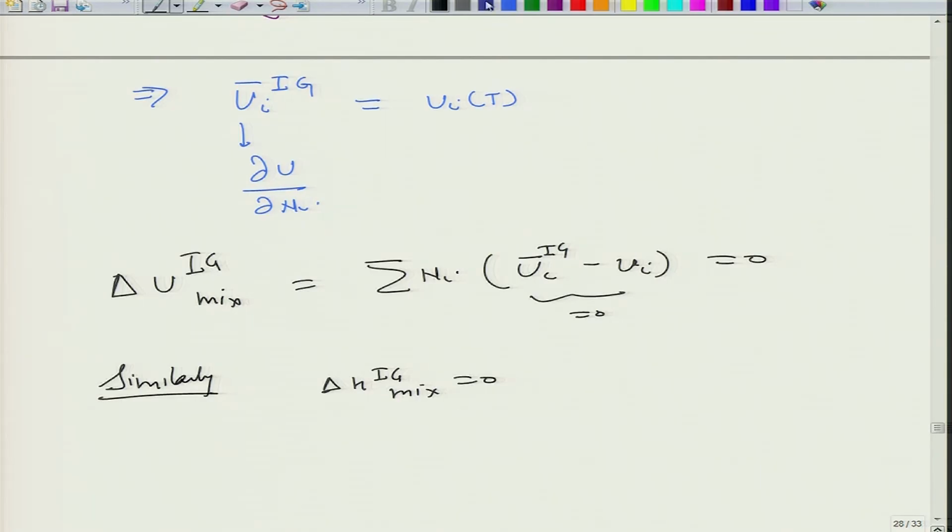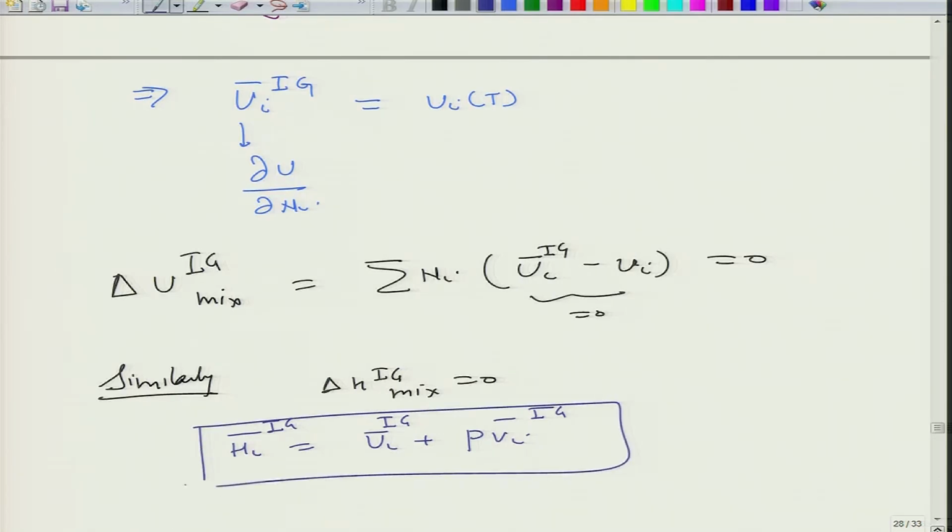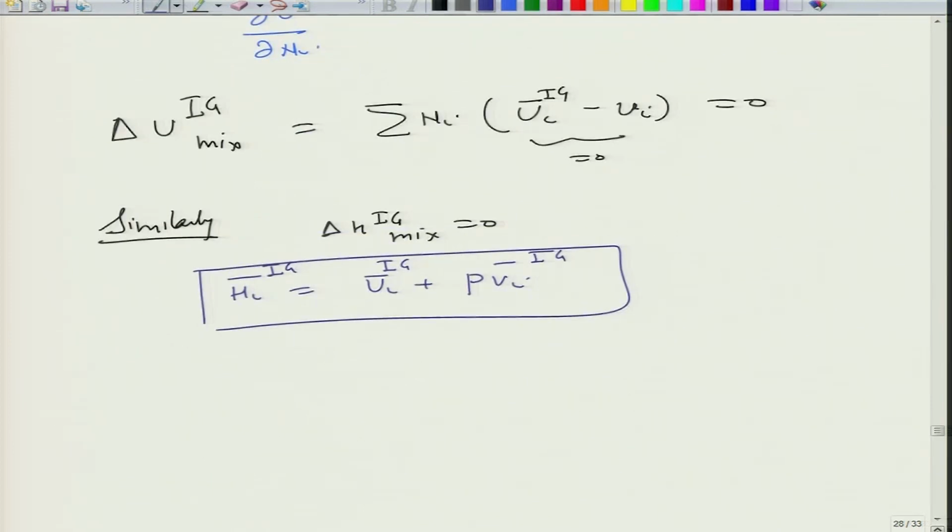We start with our definition that Hi is nothing but Ui plus Pvi, or we can say here directly the partial derivative of H. Directly we are extending it, as we have shown in this particular expression, that the thermodynamic relations as we write them for the pure component can be extended for the partial molar properties as well. So, I am just writing that.